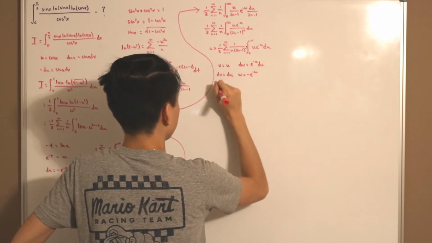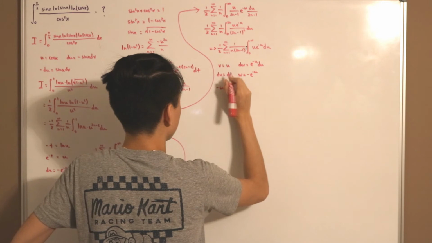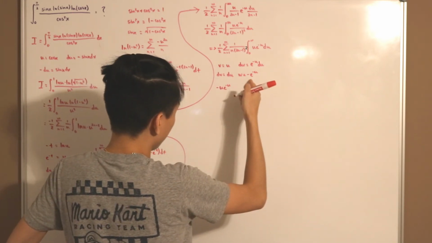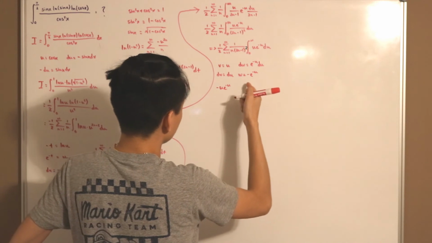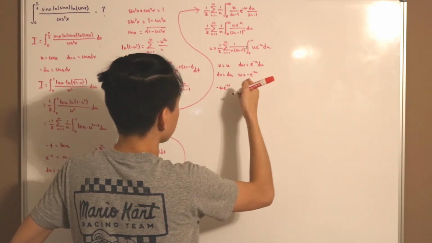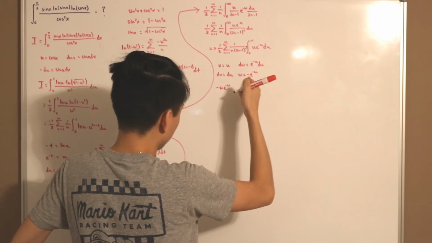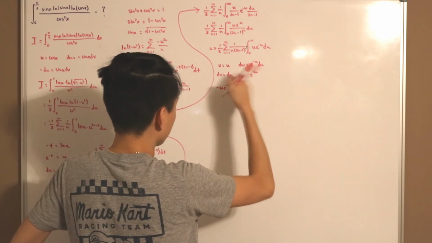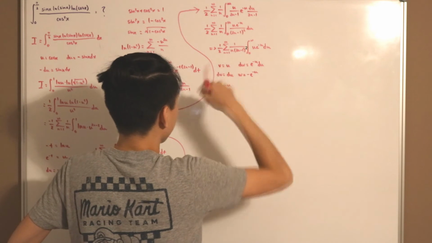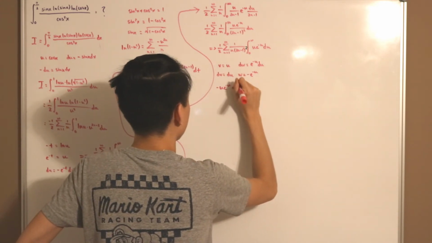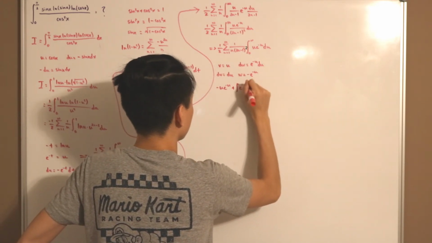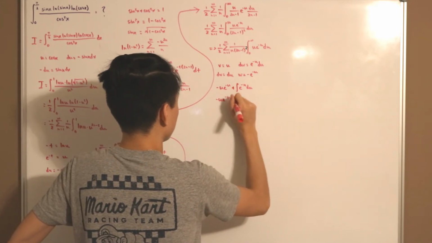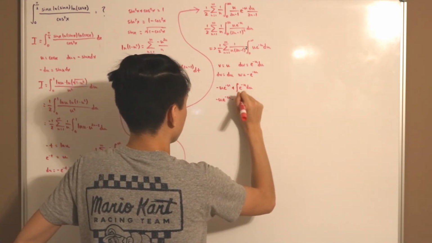So then we have negative u times e to the negative u minus the integral of negative e to the negative u times du. Then I can take the negative outside, so this will just be a positive integral of e to the negative u du. Then it's the same thing, so this is just e to the negative u.